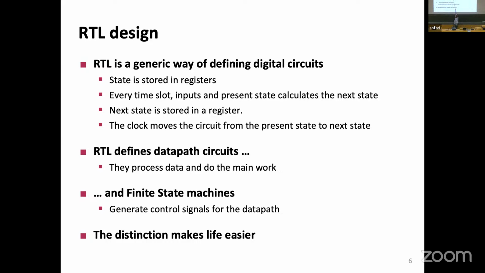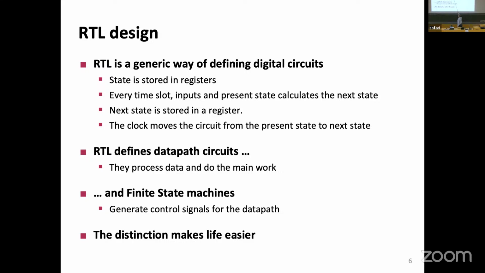So state is stored in registers. There are distinct time slots, all of them the same length. Every time slot, inputs and present state is used to calculate the next state. And once the time comes, the next state is stored as the present state, and the cycle starts again. In a typical laptop, computer, cell phone, this is done 1 billion times a second.